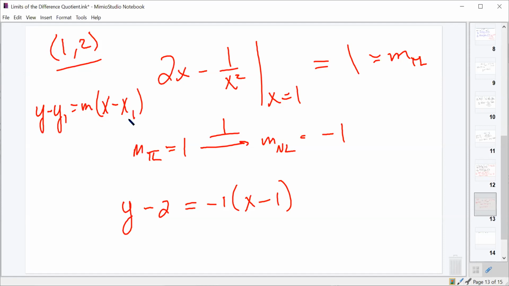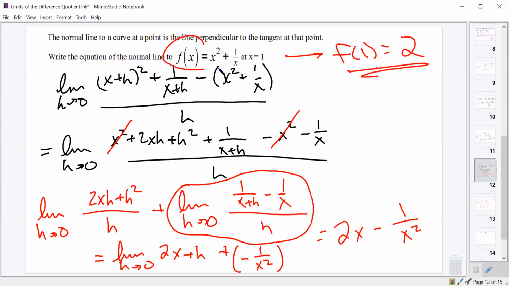Is that good or no? To find f of 1, did you just plug in 1 to the 2x minus 1 over x squared? No, to find f of 1, we have to plug it into f of x, right? F of 1 is 1 squared plus 1 over 1.